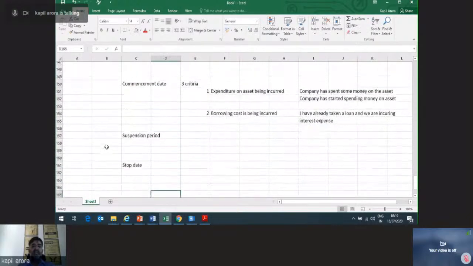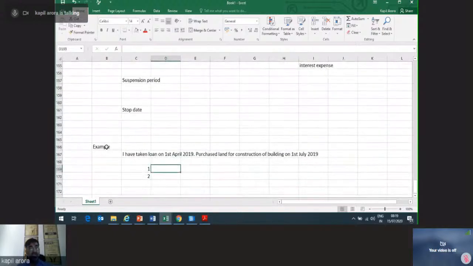When I have incurred the cost on the asset, or when I have started incurring the cost on the asset. I have started incurring the cost on the asset on 1st July, whereas the loan is taken on 1st April, so interest is getting incurred from 1st April. Right? So 1st July and 1st April.